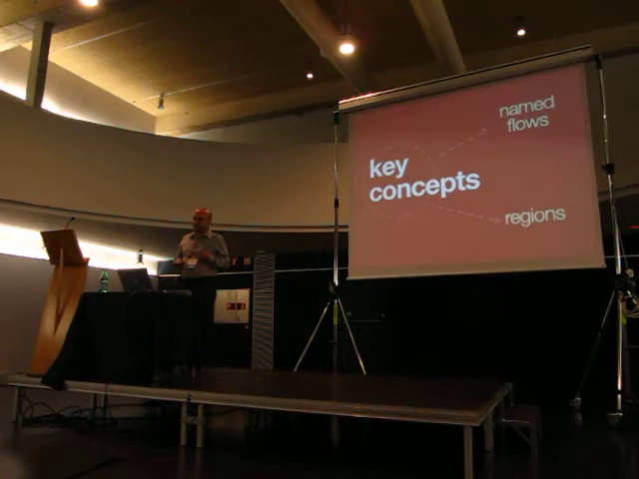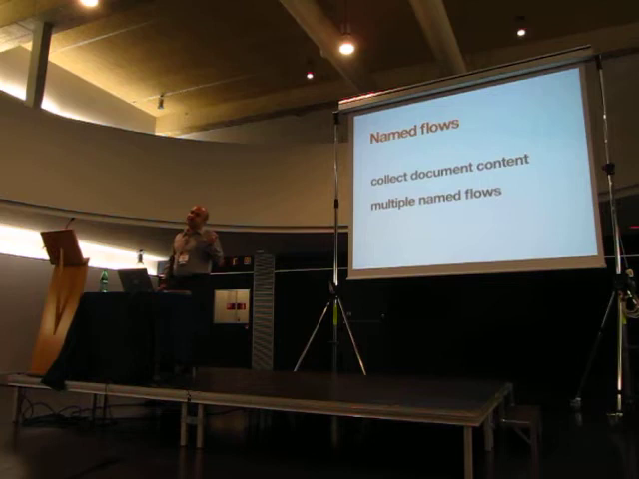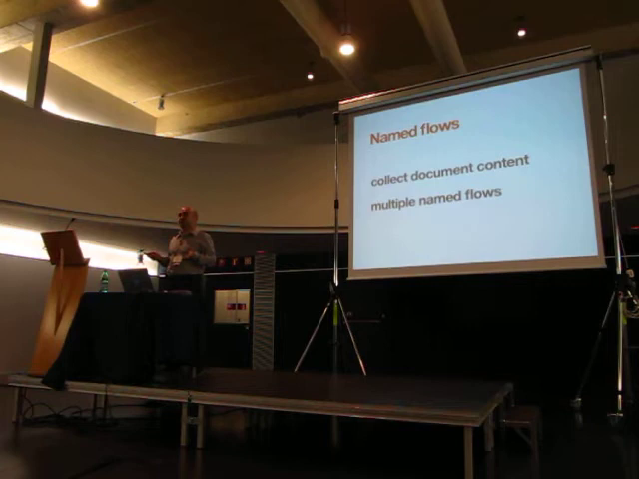When talking about regions, there are two key concepts we should talk about. So we have named flows and we have regions. What exactly is a named flow? Well, a named flow is a collection of HTML elements that are taken out of the document normal flow and rendered independently of it. I must say that any HTML element can be collected into a named flow. And when an element is collected into a named flow, all of its children are also collected into the named flow. A document can have as many named flows as you like, and the named flows are differentiated by their names.